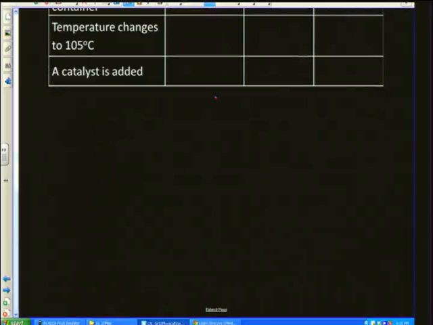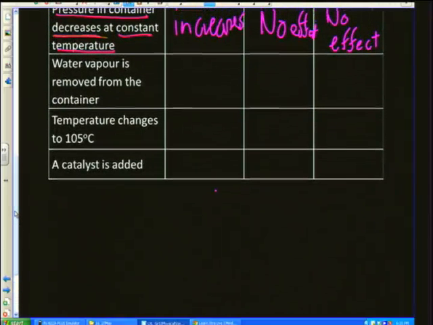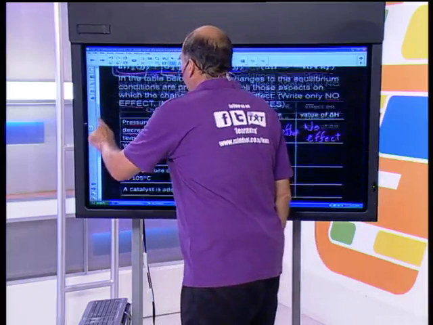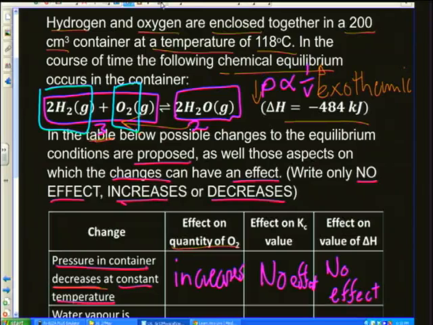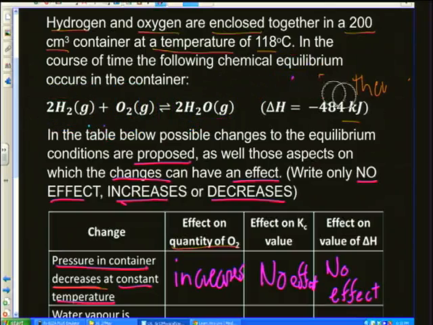And I hope you can see this is how we apply Le Chatelier's principle. So the next part says, water vapor is removed from the container. So what's the stress? We're taking away something. What are we taking away? One of the products, water vapor. So let's go to the equation and let's work this one through. I'm going to just undo all of that writing so that we can have a careful look at it. We're going to subtract water vapor.